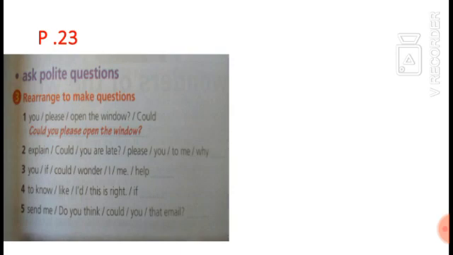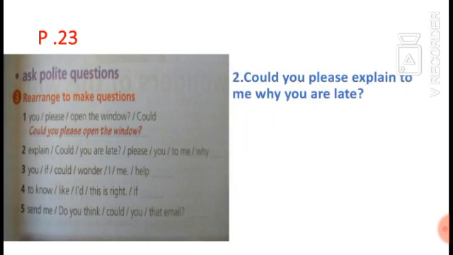Now rearrange to make questions. Number 1: you, please, open the window, could. The answer will be: Could you please open the window? Number 2: explain, could, you are late, please, you, to me, why. Could you please explain to me why you are late?